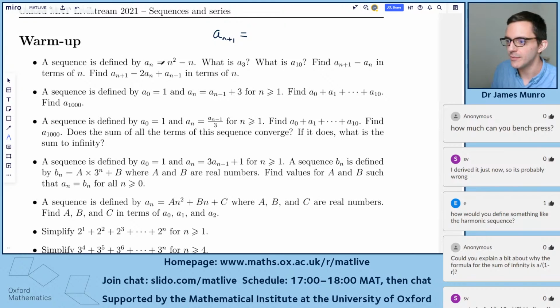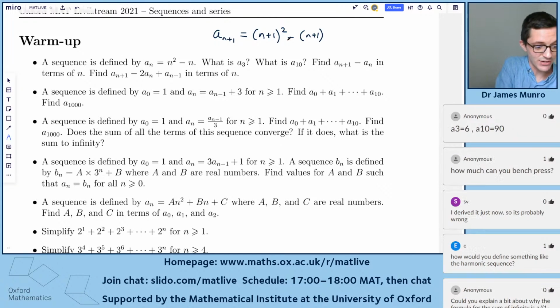In particular, what it's really telling us is this pattern to say, if you want to know what the value is when you put in 10 or something, you just replace all the n's with 10. If you want to know what a_(n+1) is, you just replace all the n's with n+1. Yes, A3 is 6 and A10 is 90. That anonymous person, spot on.